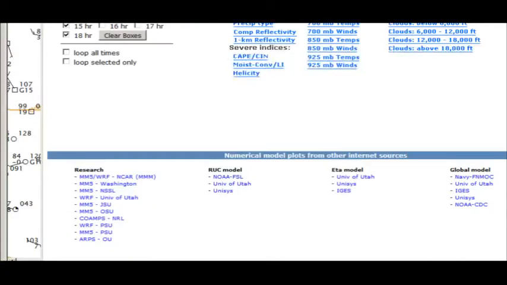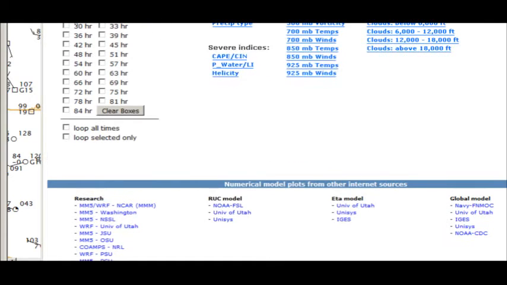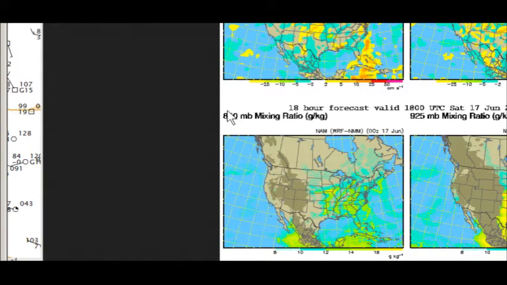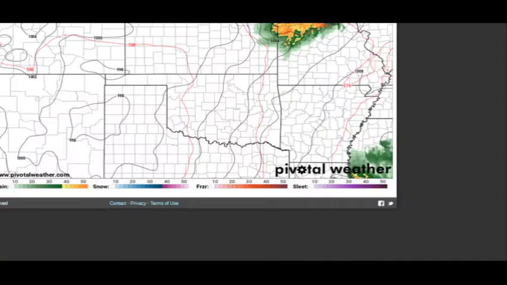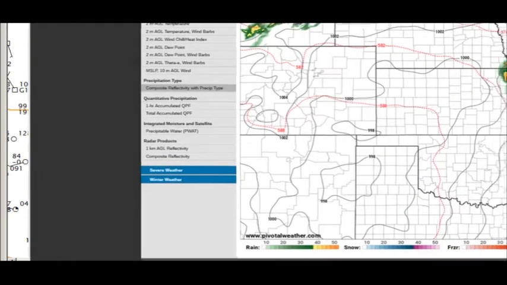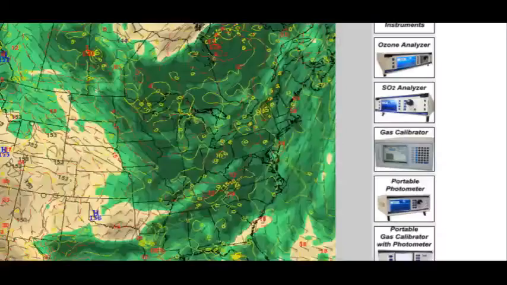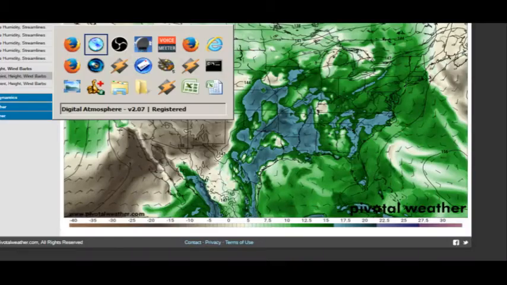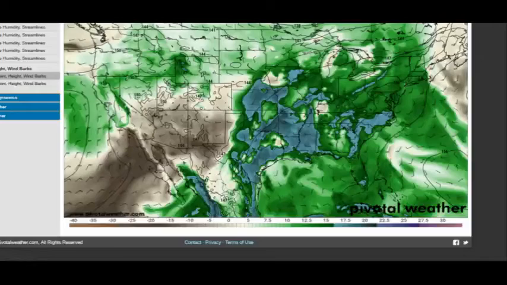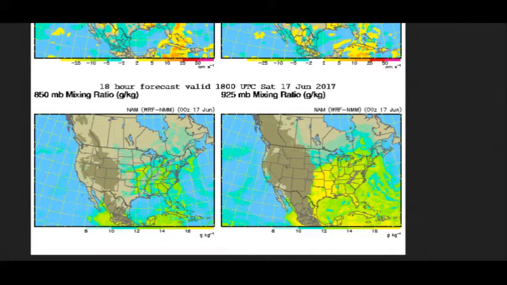Let me do that real quick. We'll look at a chart for max heating. I guess we're going to have to switch to the NAM. 18 hours. 0Z. Okay, yeah, this is good. Okay, so this is a forecast for 18Z. This is tomorrow. Okay, lost my map there. There we go.